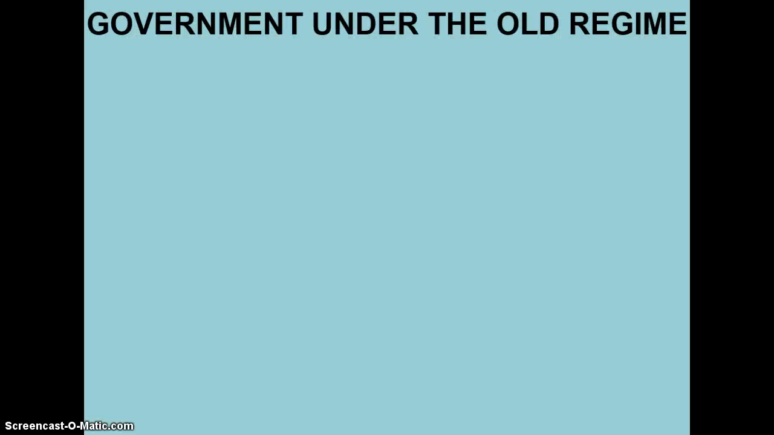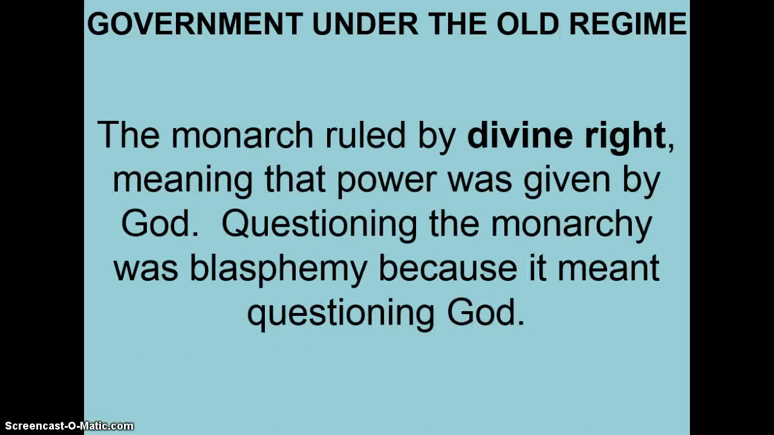So let's look at the government under this old regime. What was it actually like? It was a monarchy, and the monarch, a king of France, ruled by divine right. And what that meant was that according to the monarch and the understanding of the people of the time, the king was king because God said he could be king, and he ruled as a result of God's desire for him to be king. And so there was to be no questioning of the monarchy. In fact, it was seen to be blasphemous to actually question the monarch, because if you question the monarch, you are basically questioning God.